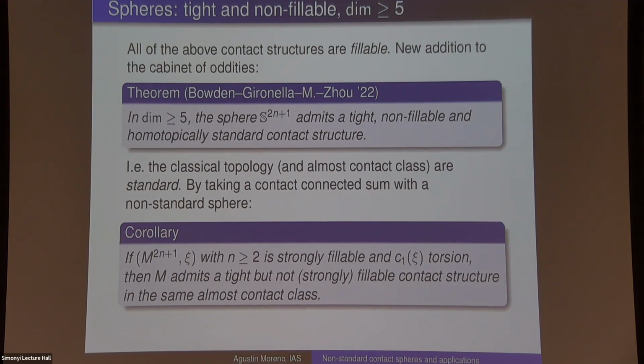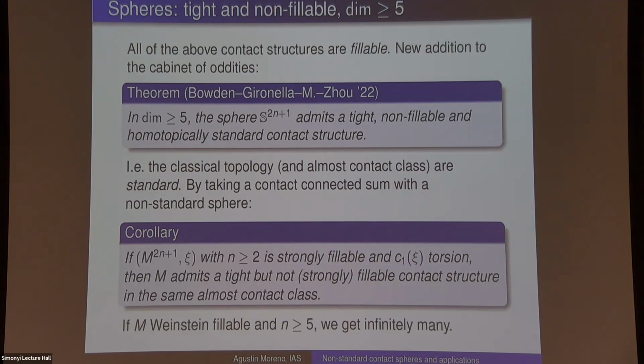So this says that tight and non-fillable structures really exist in abundance in higher dimensions. So if you're hoping to classify anything in higher dimensions, this says that it might be rather complicated. Any questions on the statement? Okay. Let me mention that the first examples of tight but non-fillable structures were by Etnyre and Honda in dimension 3, and in high dimensions, this is probably Massot, Niederkrüger, and Wendl.